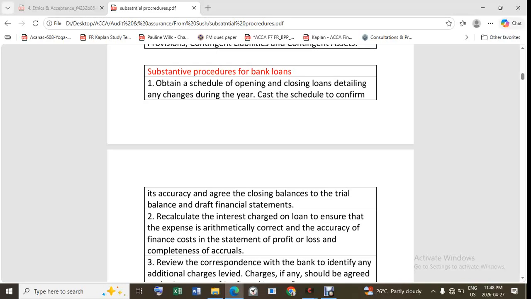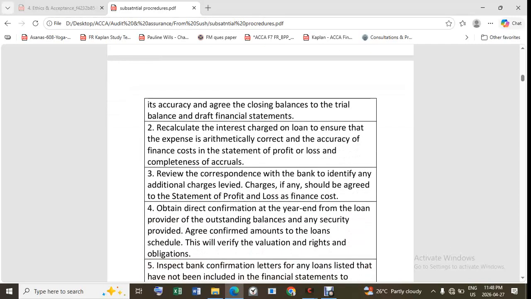Obtaining the opening and closing loans detailing any changes during the year. Casting the schedule to confirm its accuracy and agreeing it to the financial statement and trial balance. Recalculate the interest charge on the loan to ensure that the expense is accurately correct and the accuracy of the finance cost in the statement of profit or loss and completeness of the accruals.